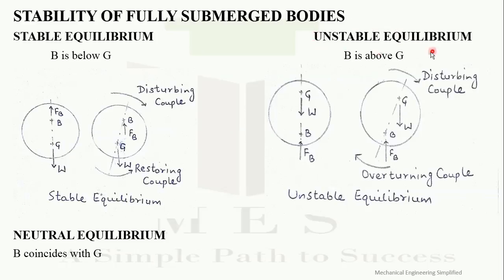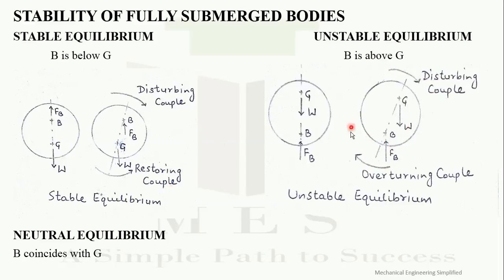And what about the unstable equilibrium? The B is below G. If B is below G, then it is unstable equilibrium. This again happens that this force is acting upwards, this force is acting downward, and if we disturb this by providing some disturbing couple in the clockwise direction, then this force FB will act upward, this weight will act downwards, and this will constitute an overturning couple in this direction. And then this body will turn around its position, and this G will come down and this B will come up. Then only the body will become stable. So this is an unstable kind of equilibrium in which the body is overturned.